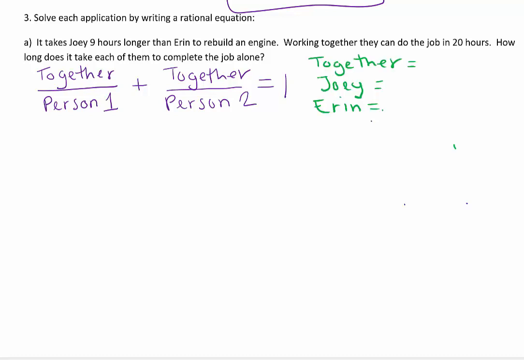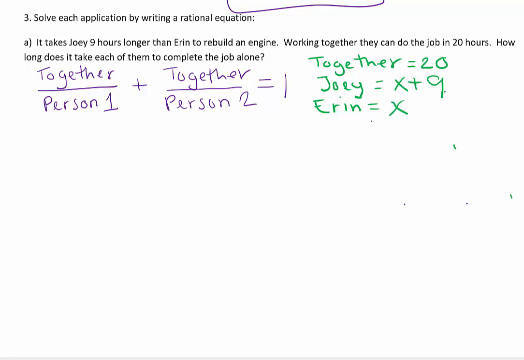So I need to pull out of the problem information about the time it takes them together. Joey maybe is person number 1. Erin is person number 2. The only number I know is the time it takes them together. I'm told that it will take them 20 hours if they work together.